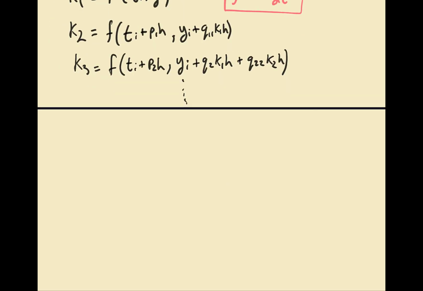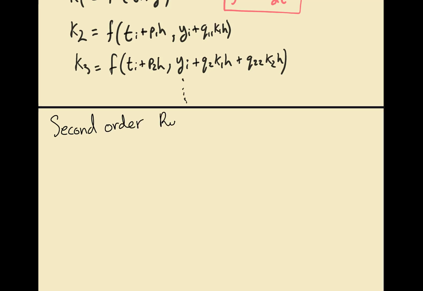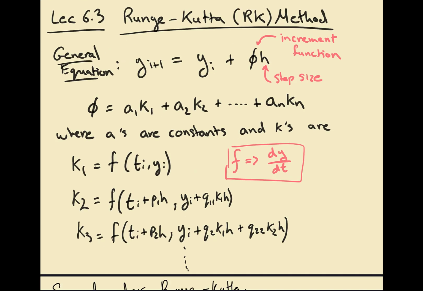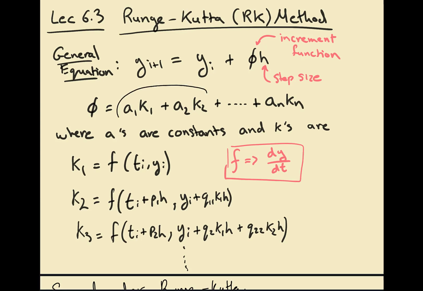In terms of the second order, let's start off with the general equation for the second order Runge Kutta. Looking at the equation that we have up here, what do you think is the general equation for the second order Runge Kutta? We go up to k2, right? So the increment function is going to be equal to this. So what we're going to do is just plug that in here.